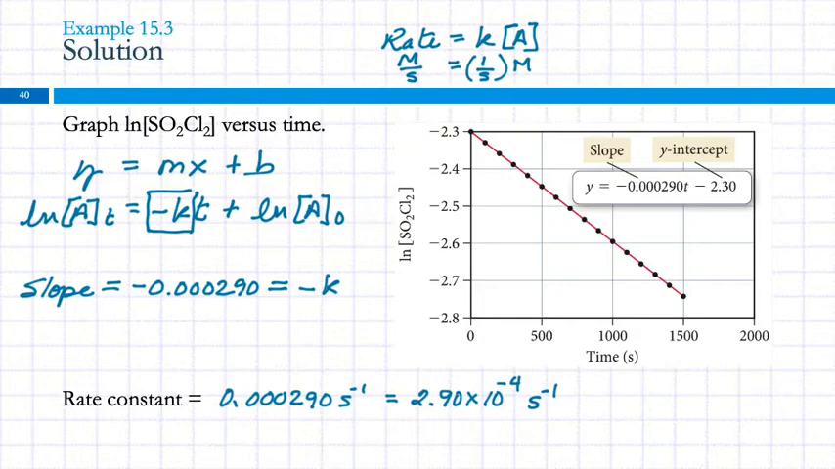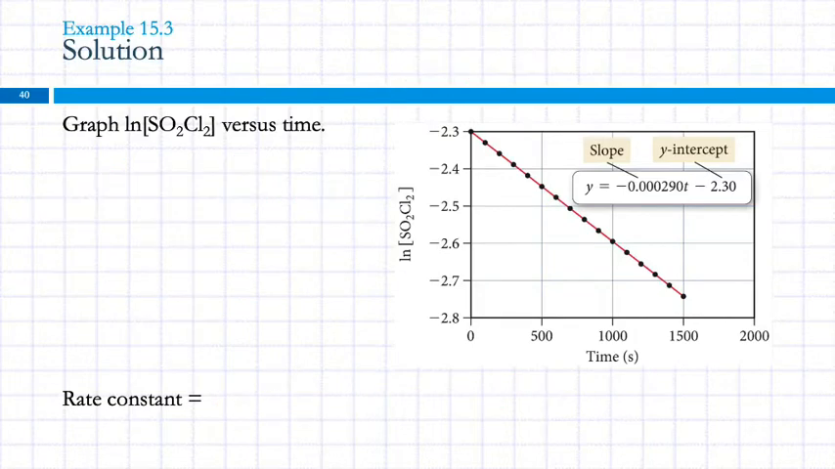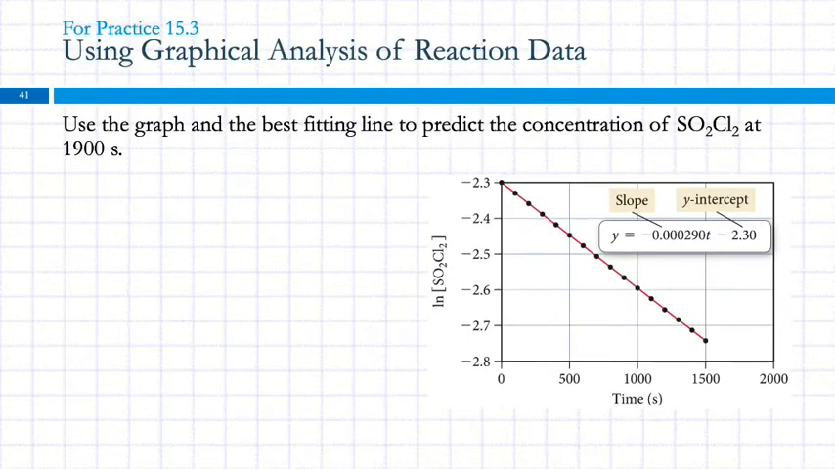Okay, anybody else? And got the right answer. Here's another one. Use the graph and the best fitting line to predict the concentration of SO2Cl2 at 1900 seconds. This would be a better exam question because it doesn't require us to actually graph the data.